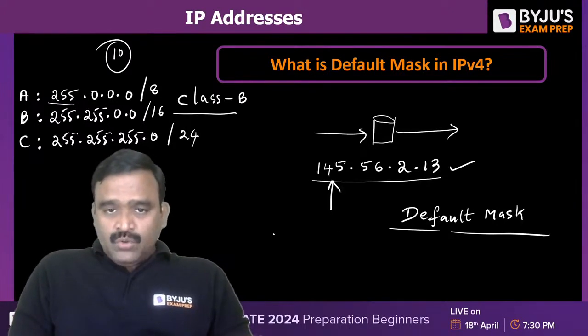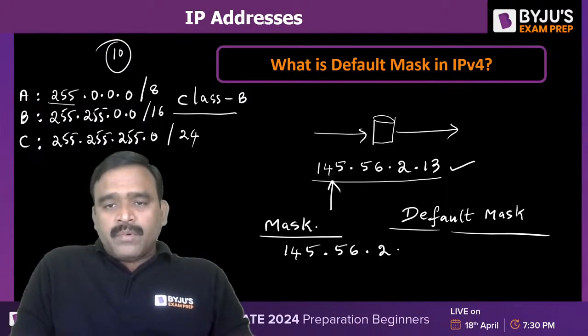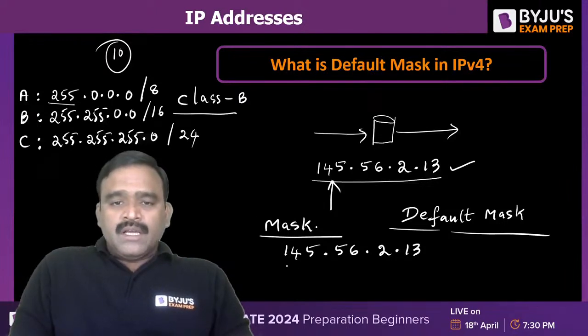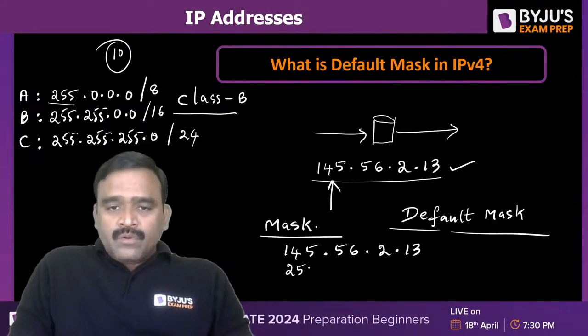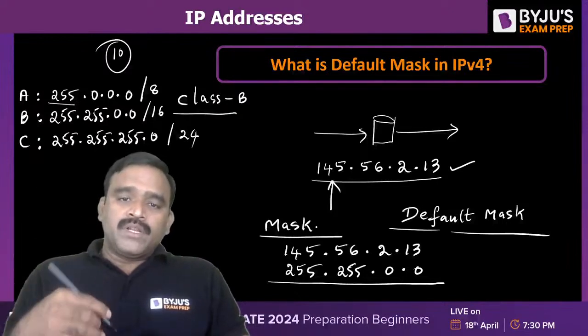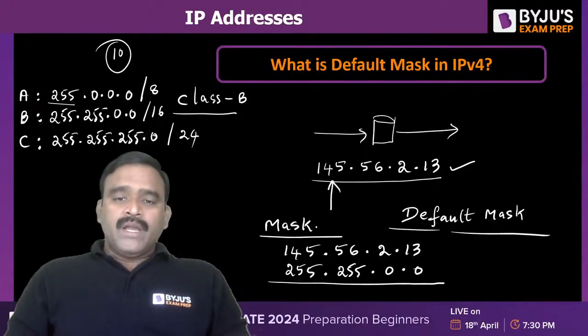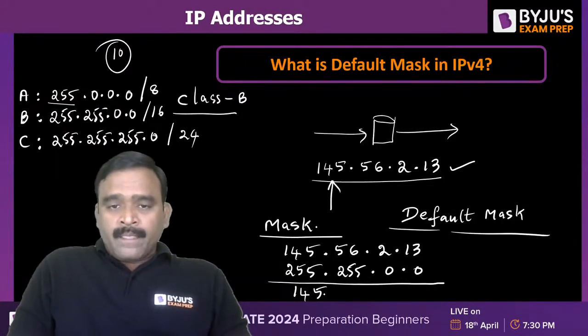Let us suppose you do a mask operation, which is nothing but a logical AND operation. Take the address 145.56.2.13. The router will perform the logical AND operation with the respective class default mask. What is the default mask of class B? 255.255.0.0. So what is the output? Convert 145 into binary, 255 into binary, and perform a bit by bit AND operation. So the output is 145 only, and this is 56 only. If one input is 0, the output is 0 in the AND operation.